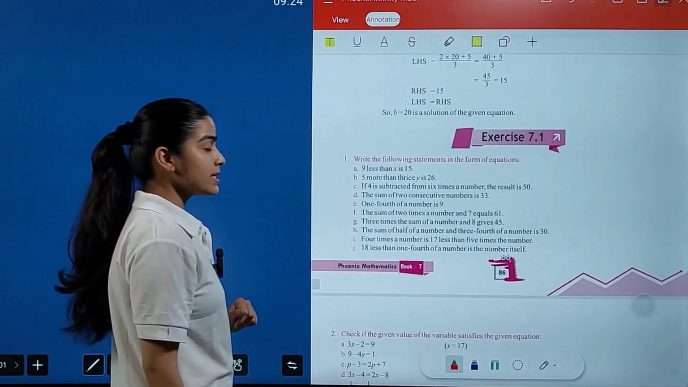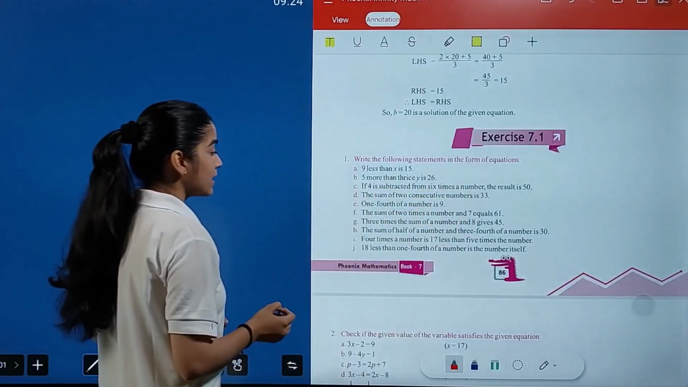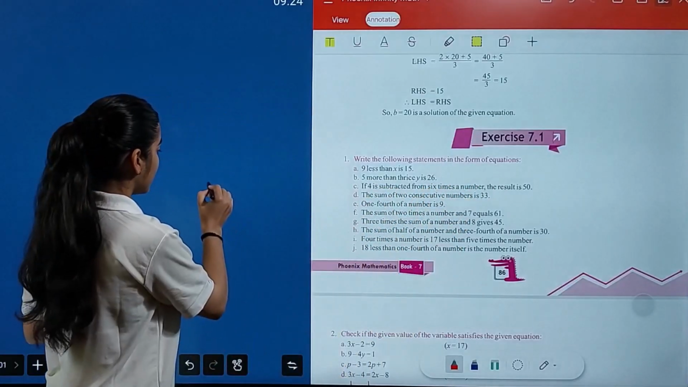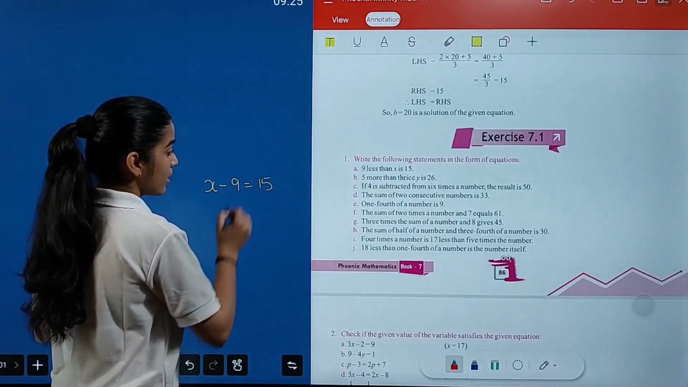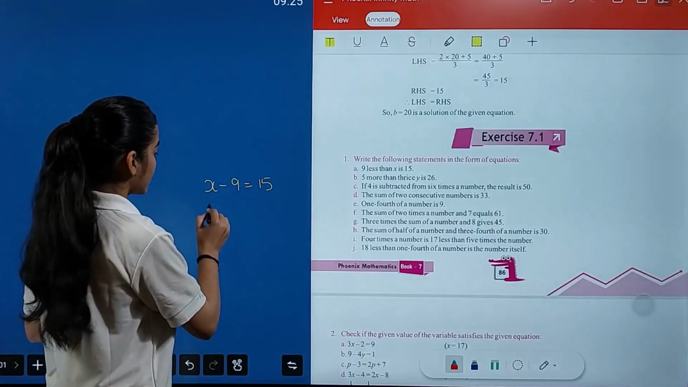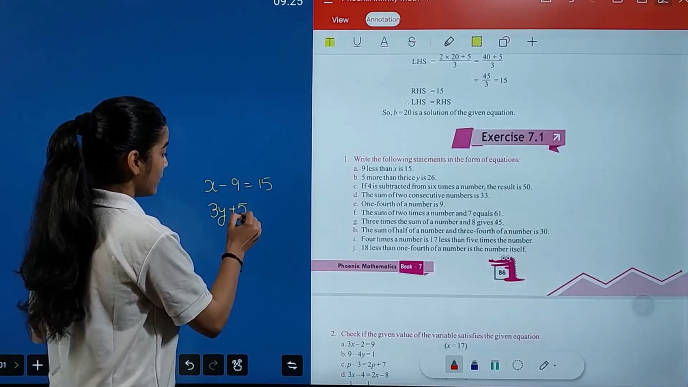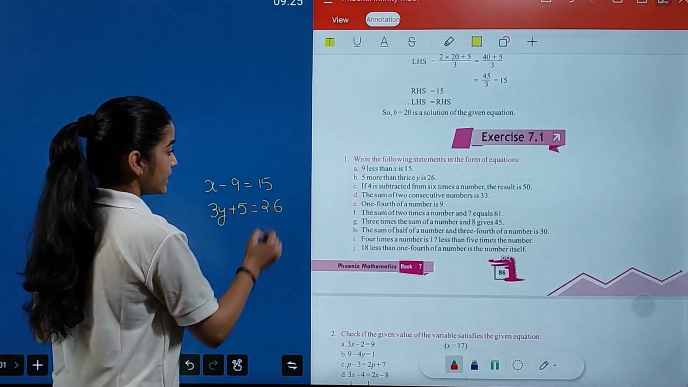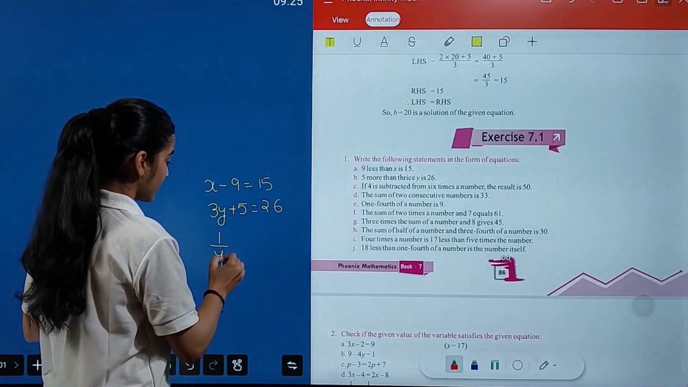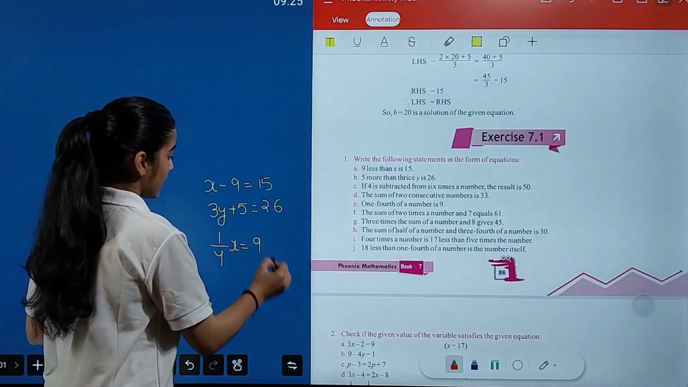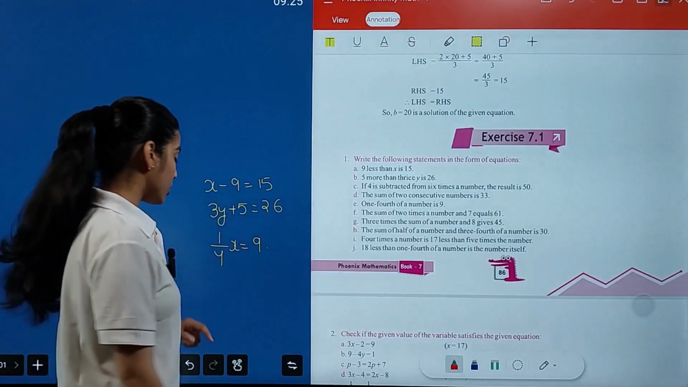Now we have our exercise 7.1. Write the following statements in the form of equations. 9 less than x is 15. So x minus 9 is equal to 15. 5 more than thrice of y is 26. So thrice of y plus 5 is equal to 26. 1/4 of a number is 9. So 1/4 of a number is equal to 9. In the same way, you have to read out these statements and form your linear equations.